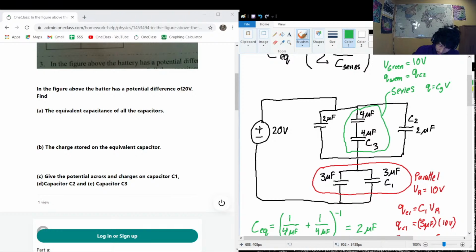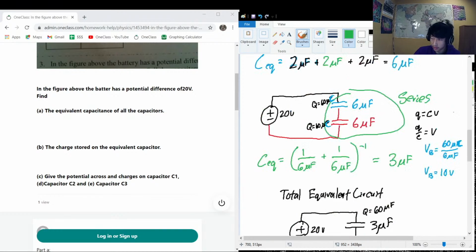And we know that Q is equal to 2 microfarads times 10 volts. Q is going to be equal to 20 microcoulombs. And we know that all series capacitors are going to have the same charge on them. So we know that the charge on C3 has to be 20 microcoulombs too. So let's write that down at the bottom.